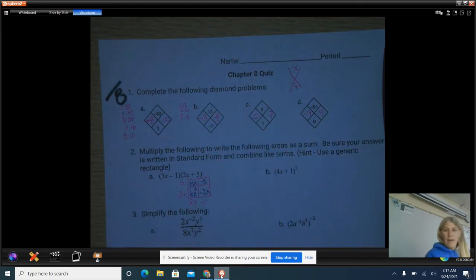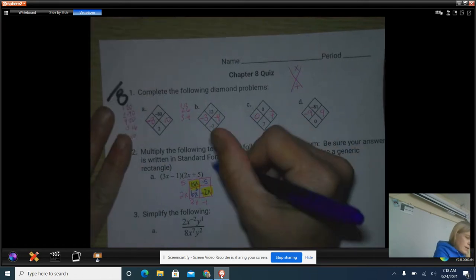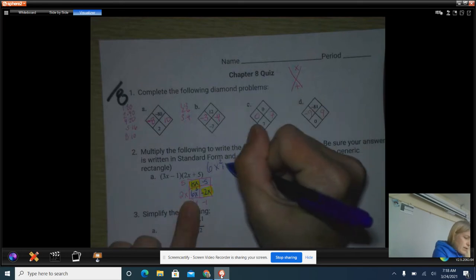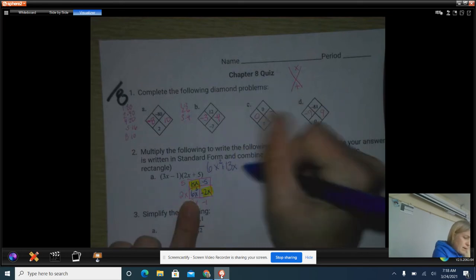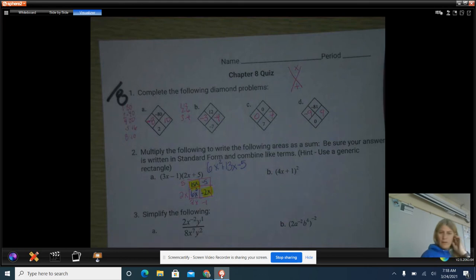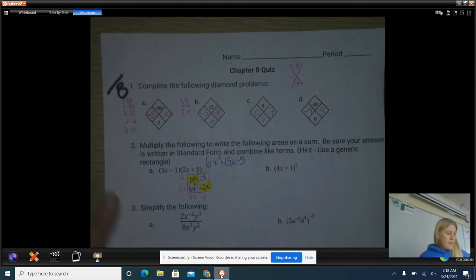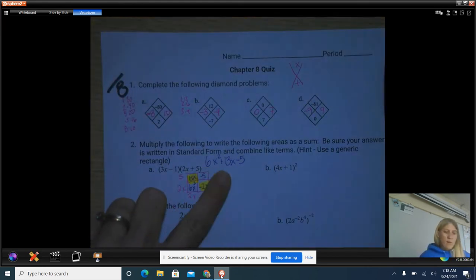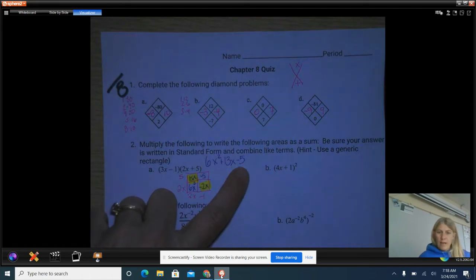Now we're going to combine our like terms, which are our x's, and our final answer is 6x squared plus 13x minus 5. So this is going to be worth 4 points. 1 for the 6x squared, 1 for the 13x, 1 for the -5, and 1 for having your work.